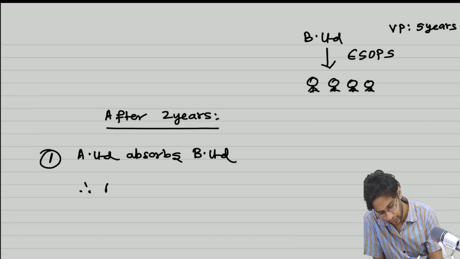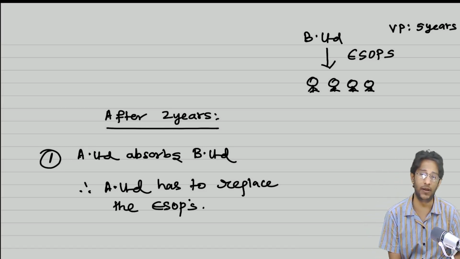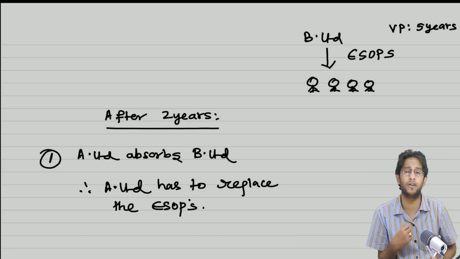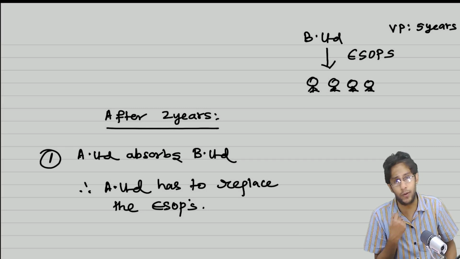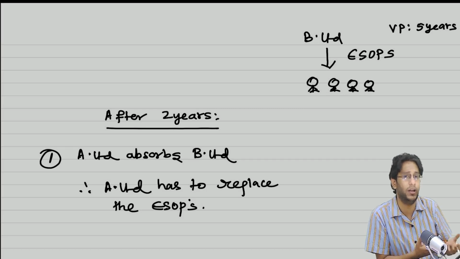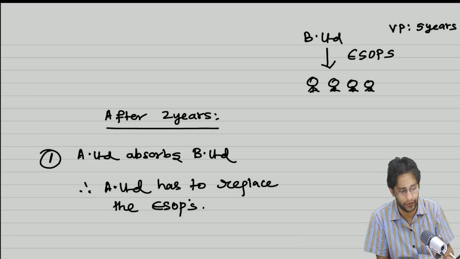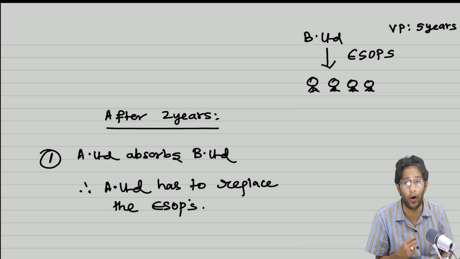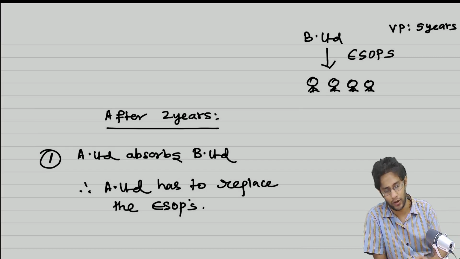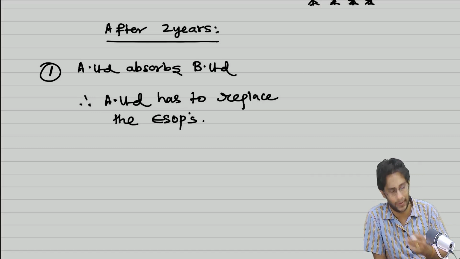So therefore A Limited has to replace the ESOPs. Once upon a time these employees had the right to buy shares of B Limited, but the B Limited entity is liquidated. Now these employees cannot have the old ESOPs; their ESOPs have to be replaced by A Limited. So they should have the right to buy A Limited shares and not B Limited shares, because B is not there anymore. So A will replace it.